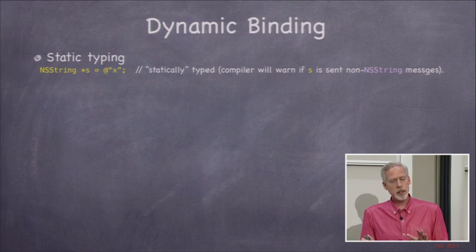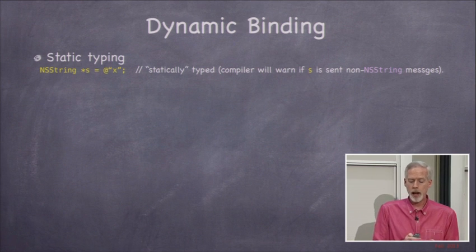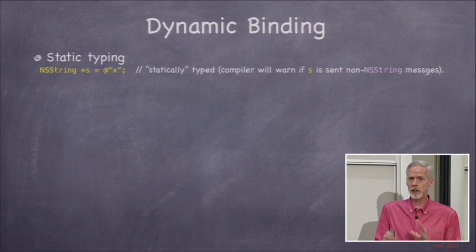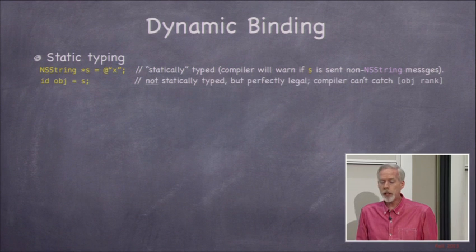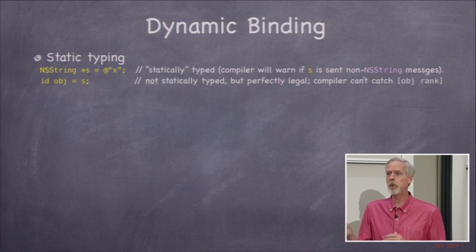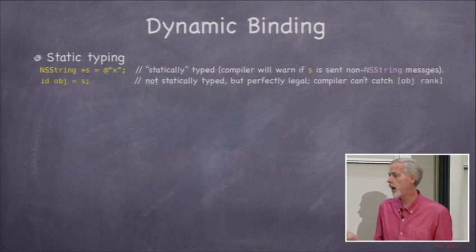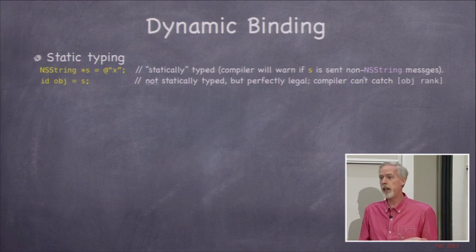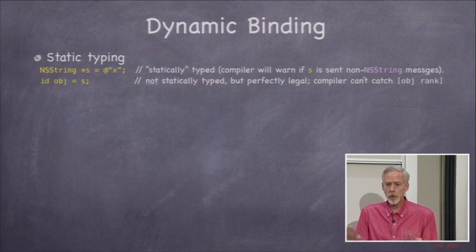However, the compiler is not doing the binding of what code executes at this time. It's just warning you. It's syntactic sugar. It's syntax that it can look at to warn you, but it's not actually enforcing anything here. It's perfectly legal to say id obj equals s, where s is the line before. And that will not even generate a warning. Because id obj is a pointer to any kind of object, and s is a pointer to a string, according to the previous line, but since those are both pointers to objects, that's perfectly legal. Compiler will not warn you.